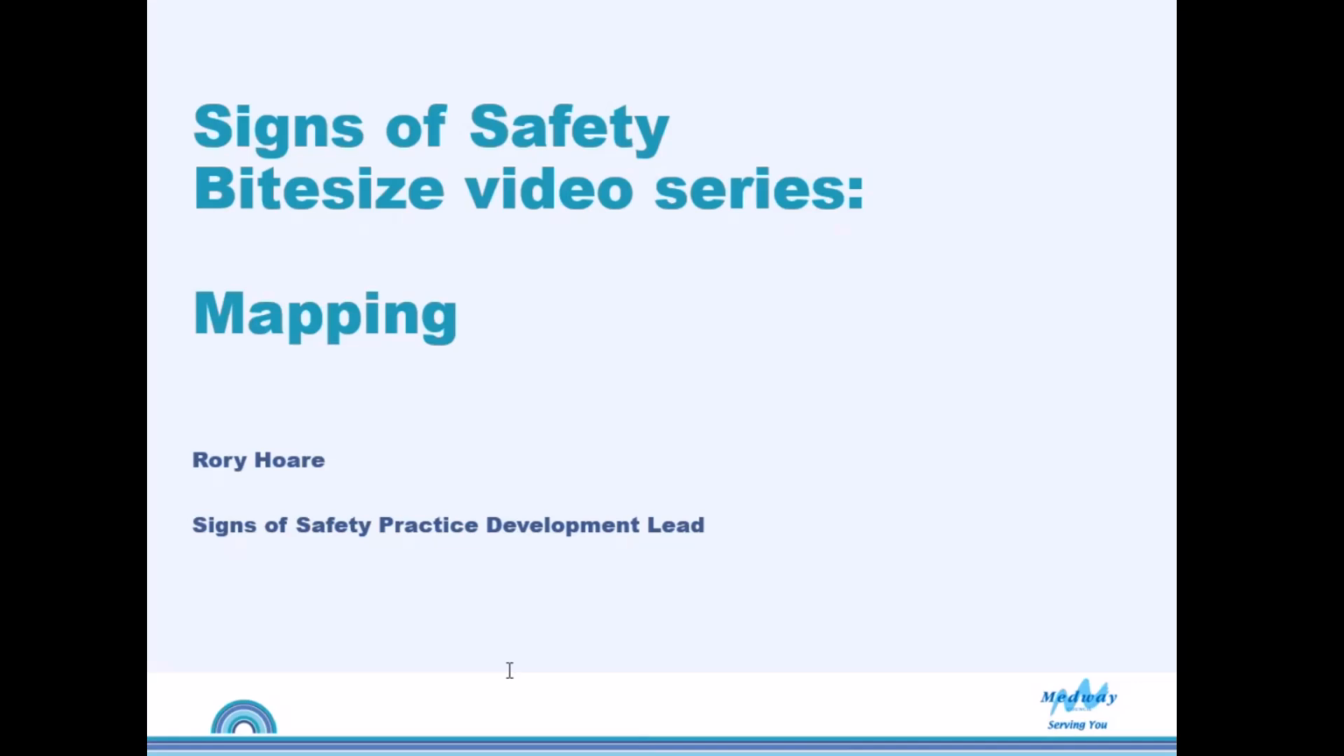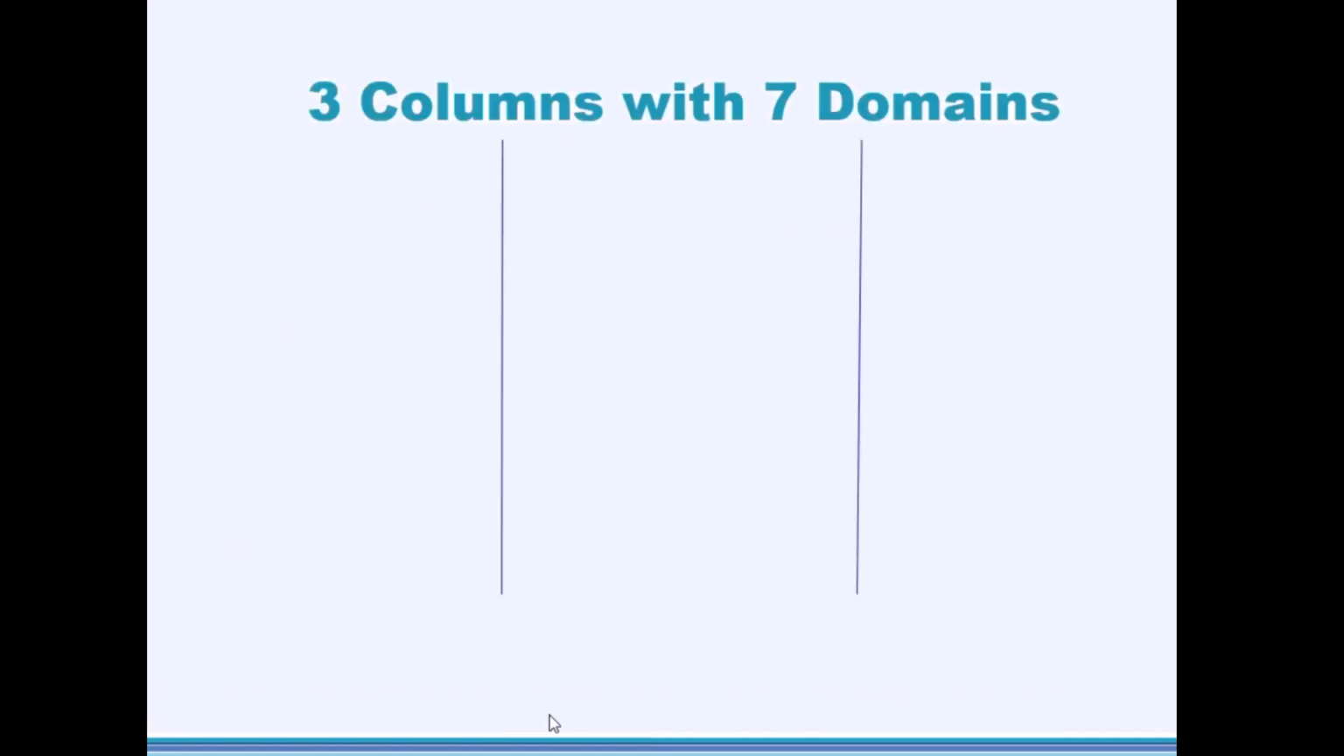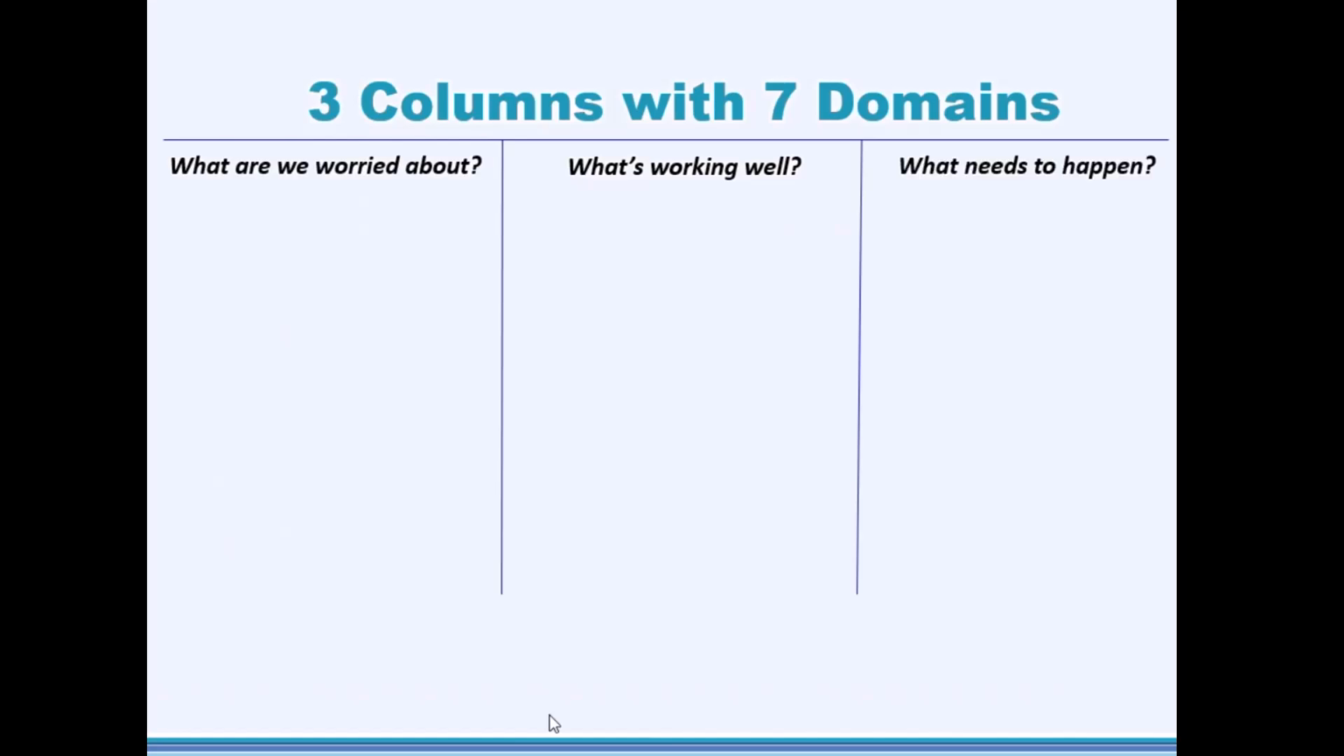In this video, we will understand what a mapping is, look at the 3 columns and 7 domains of analysis, and then look at a short worked example. So first thing we're going to bring up is the mapping itself. So within Science of Safety, the 3 most basic questions are: what's working well, what are we worried about, and what needs to happen? So simply put, a mapping in Science of Safety is an assessment. It's a way of gathering information, making sense of it, and analysing it.